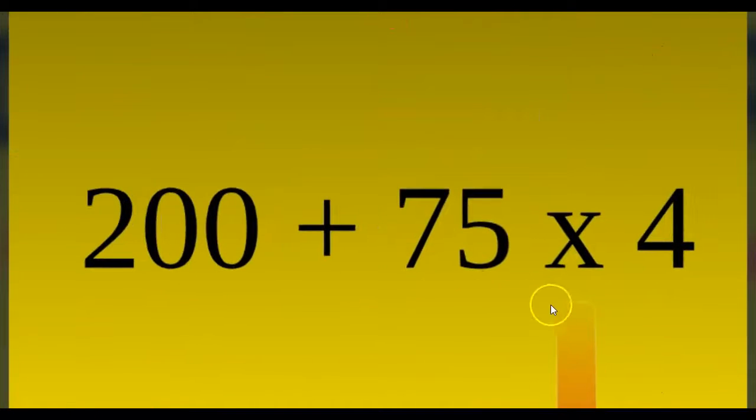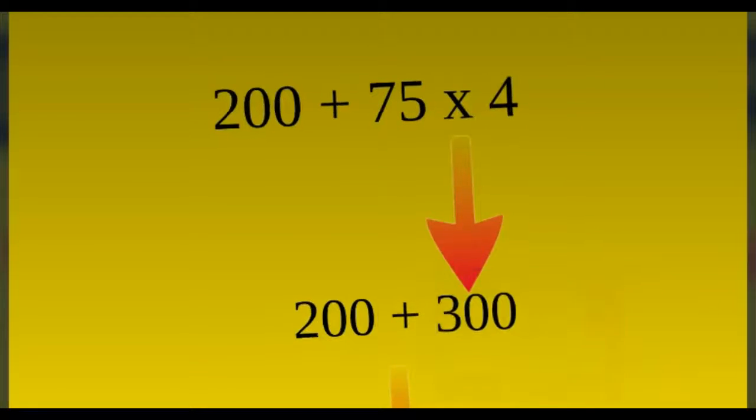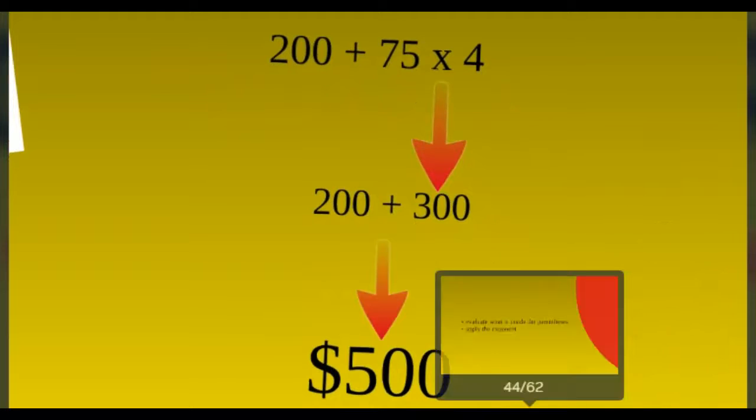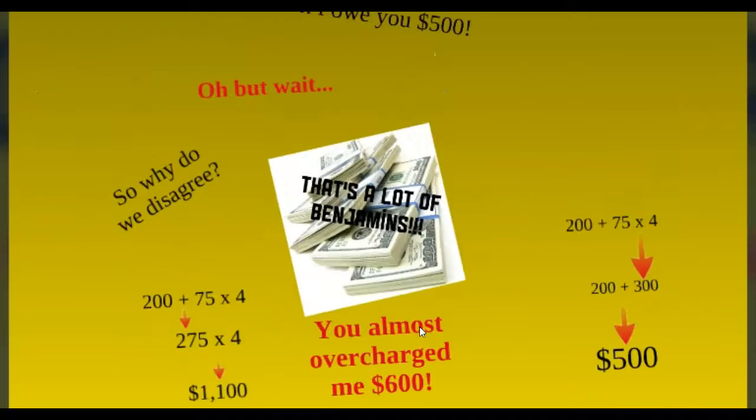Well, 200 plus 75 times 4. Let me see here. 200 here. 75 times 4, I do that first, right? And I got 300. So 200 plus 300 equals 500. That's a big difference, right? It's a big difference between 1,100 and 500. I almost got overcharged $600.